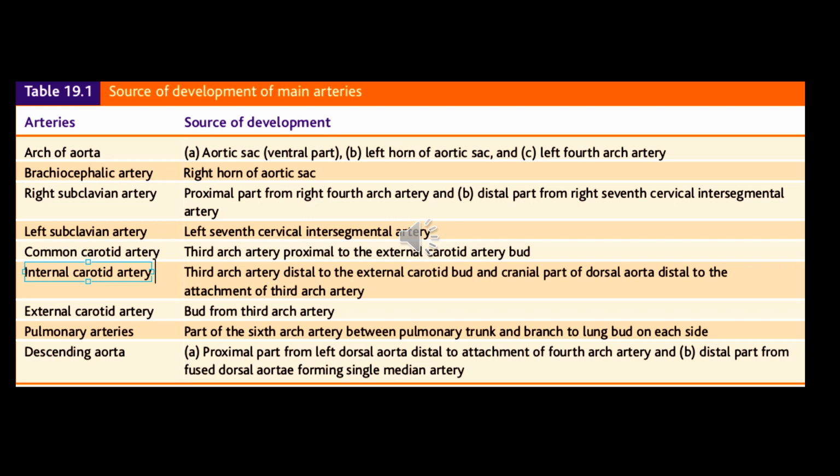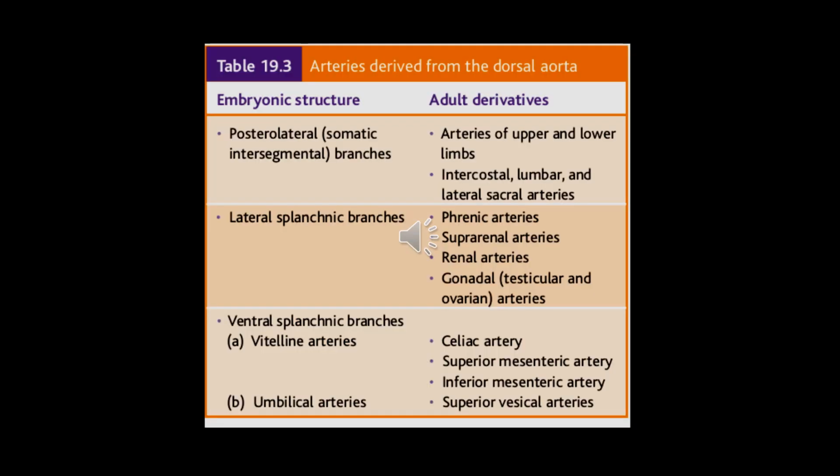Better write down. Here we have another list of the other arteries which are coming from the dorsal aorta. In adults, if you remember, the branches of the dorsal aorta, like the intercostals and the phrenic arteries, and from the abdominal aorta are the visceral branches. So embryonic structures are called the somatic branches, which are going to the body wall.